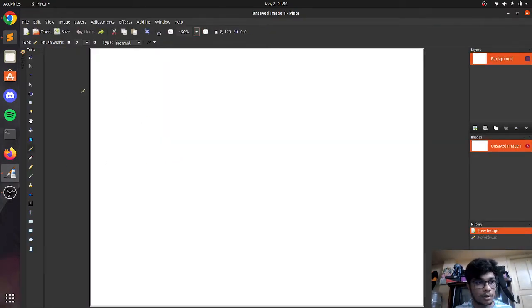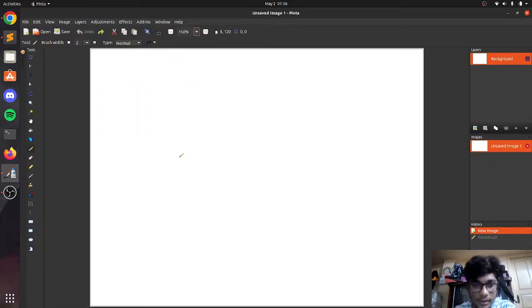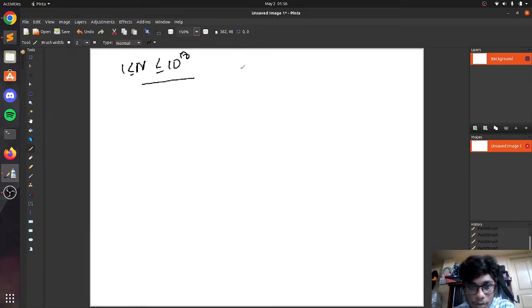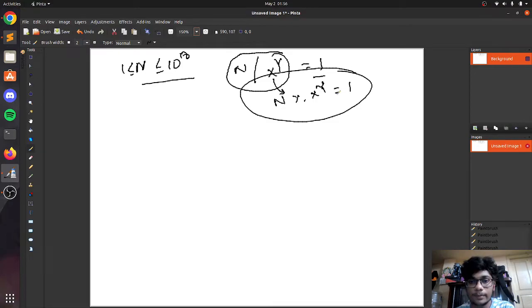So let's analyze the question. You are given values of n from 1 up to 10 to the power of 18, and you have to divide n by some x to the power of y and make it equal to 1. It is quite simple to understand: if n mod x to the power of y equals 0, then this is the answer.